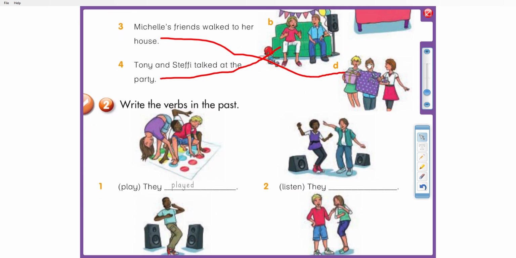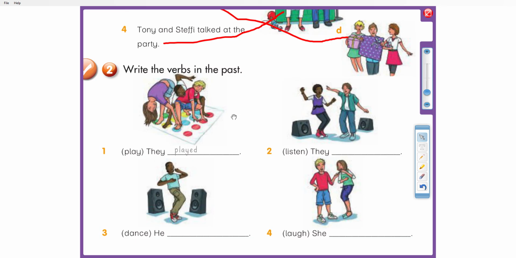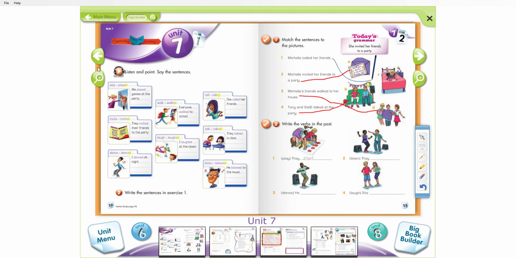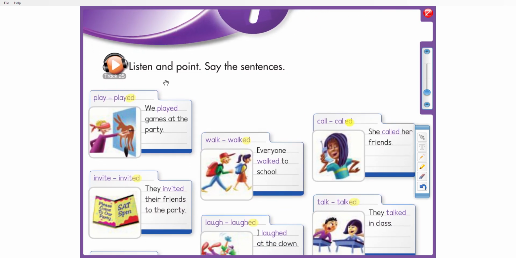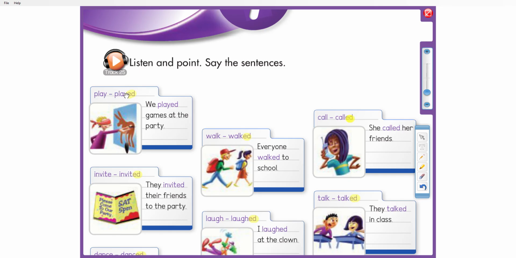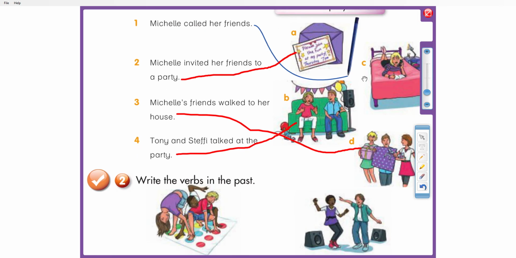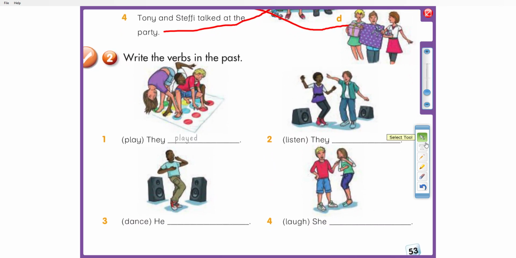Second exercise, write the verbs in the past. We have already seen what we do to verbs to change them to the past. Play becomes played. We have added ed. Walk, walked. We have added ed. This is for the regular verbs. Okay, so let's do this here. Write the verbs in the past.